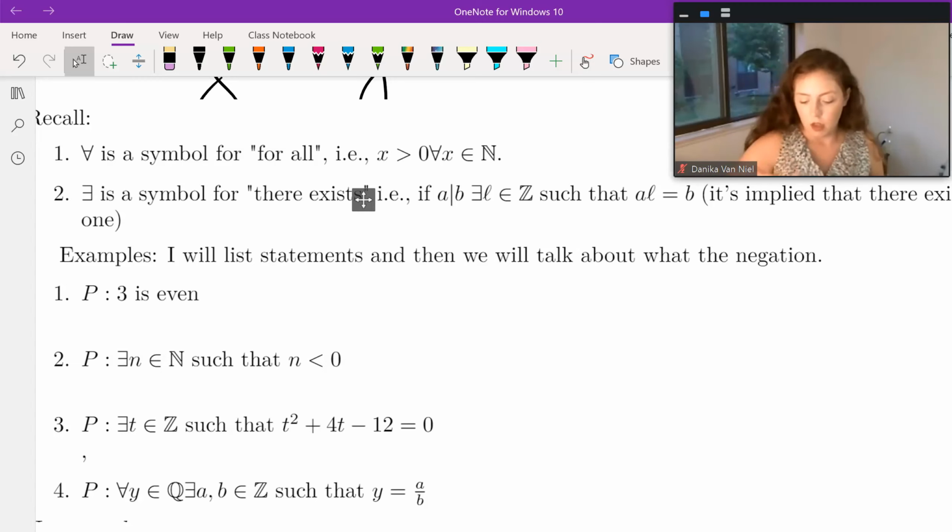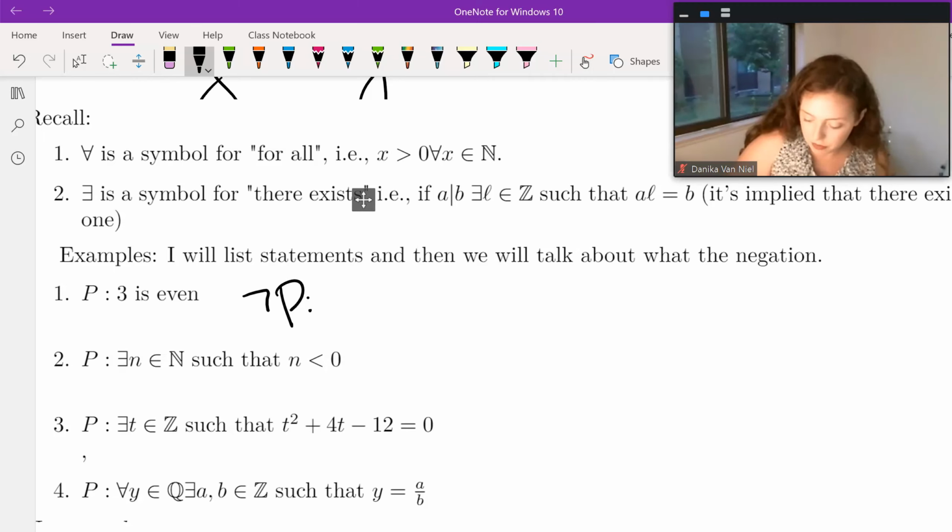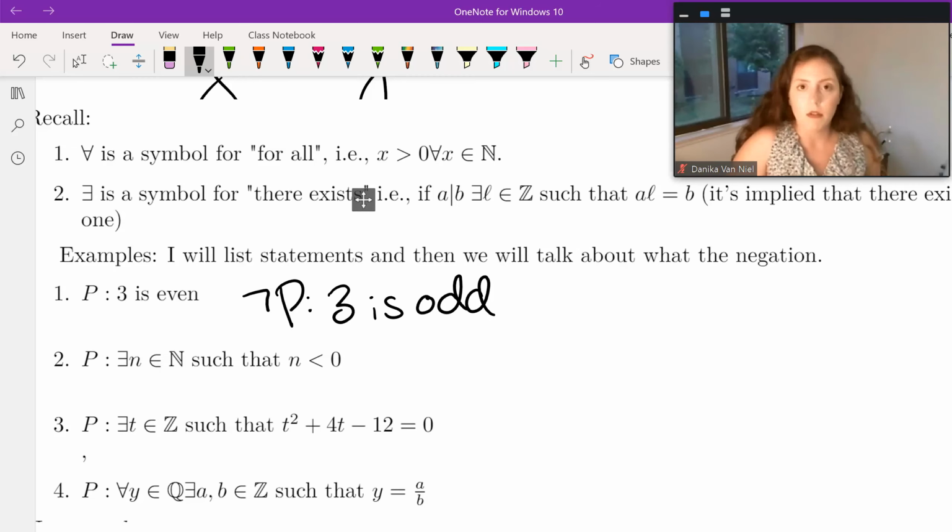Okay? All right, so 3 is even. The negation of that would be 3 is odd. Right? Because that's the opposite of being even. We're not negating something about 3. We're not all of a sudden thinking about something besides 3. Right? We're sticking with 3. And just instead of it being even, odd.